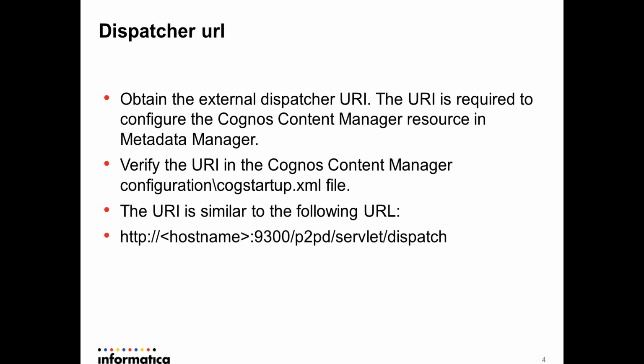Something about the dispatcher URI. This is required to configure the Cognos content manager resource, and you can verify this URI in the Cognos content manager configuration cogstartup.xml file. This file will contain the URI, and it will be similar to hostname, port name, /p2pd, /servlet, /dispatch. So you have to make sure that you're using the right URL. The format should be right.